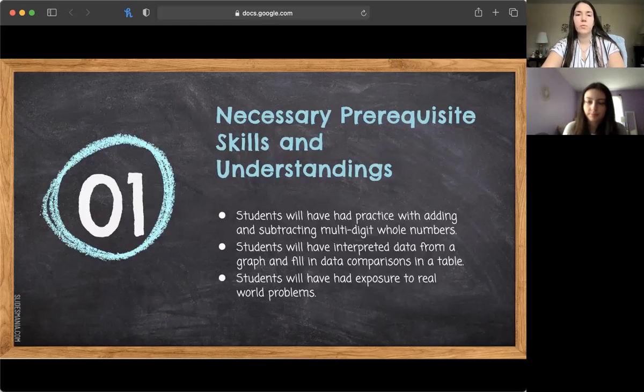The very first thing we want to dive into is what our students will need to know to be able to do this activity. Students will have had practice with adding and subtracting multi-digit whole numbers. Students will also have to have been able to interpret data from a graph and fill in data comparisons in a table before. And the last thing they should have is some exposure to real life problems.